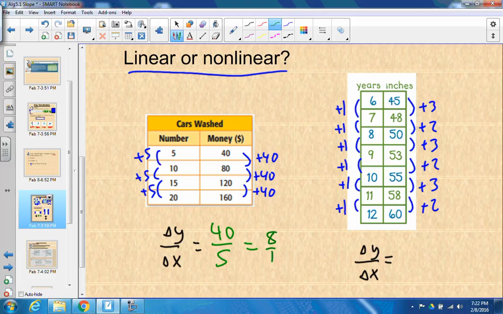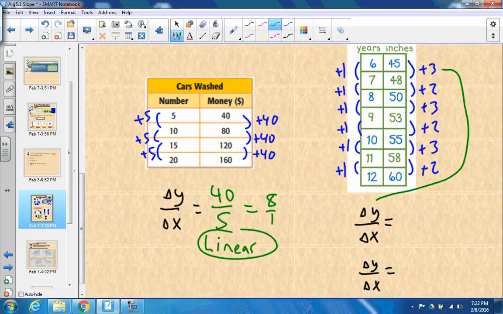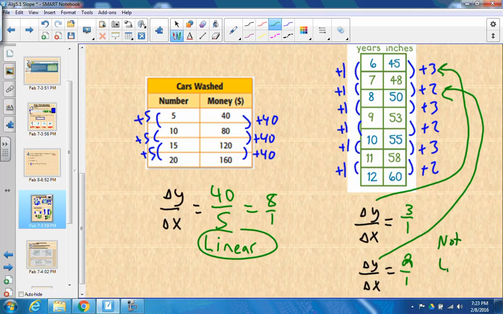Okay? I always leave slope as a fraction because that shows the rise over the run, or the change in the y over the change in the x. This would be linear then, since it's always the same. If you look at the second one, though, the change in y over change in x here would be 3 over 1. But if you look at it here, it'd be 2 over 1. So it's staying constant, going up by 1 on the x side, or the years, but the inches, or the y side, is not always the same. So that means it's not linear. It's not consistent, so it's not linear.